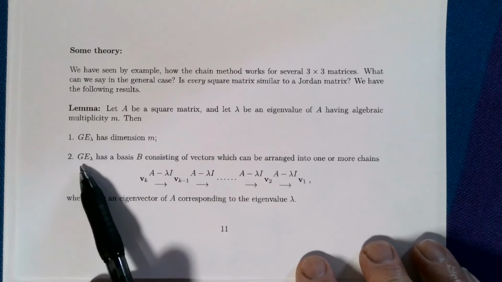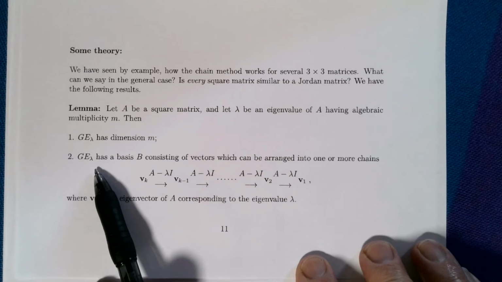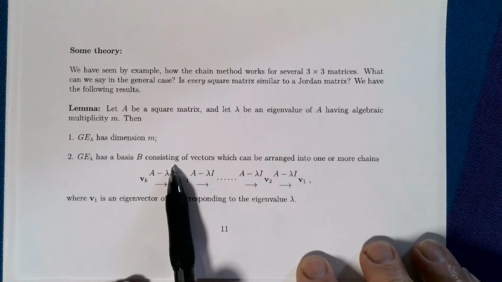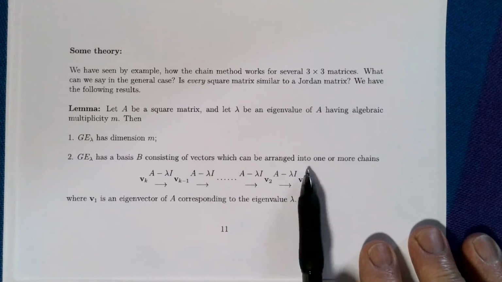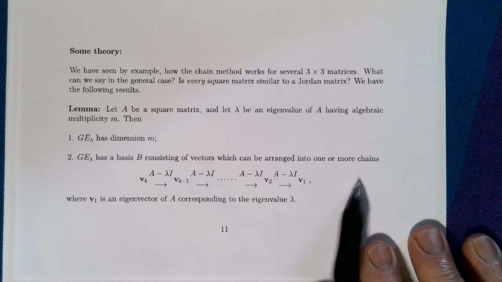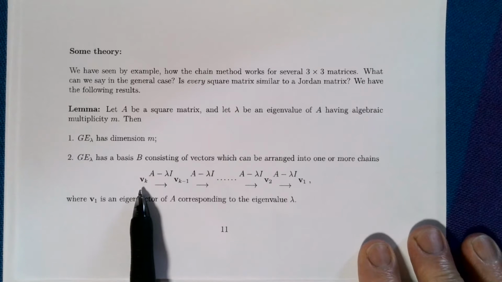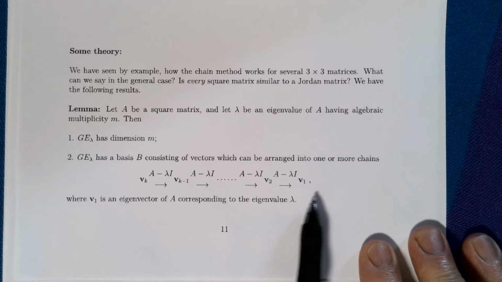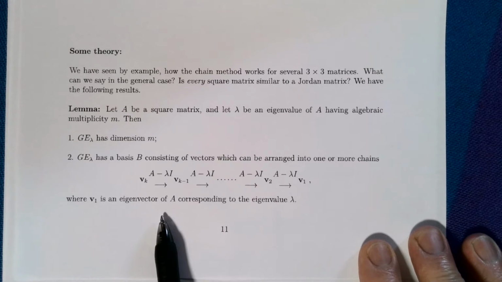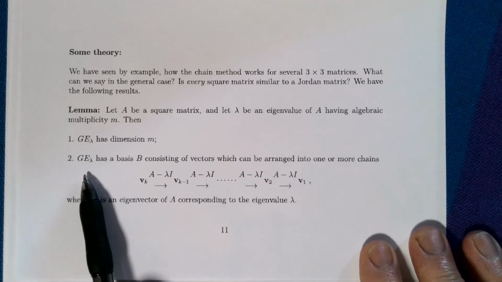The generalized eigenspace for lambda then has a basis with m vectors in it, consisting of vectors which can be arranged into one or more chains, where we start off with one vector v sub k and we keep multiplying by A minus lambda I until we chain our way into the eigenspace. So v1 is an eigenvector, and the generalized eigenspace will have a basis consisting of such sequences of vectors.